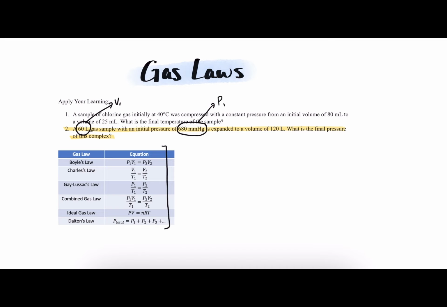And it's expanded to a volume of 120 liters. So this is our second volume. We'll call this V2. And they're asking what is the final pressure of this gas. So they want to know what is P2. So looking at our variables, we have V1, P1, V2, and P2.